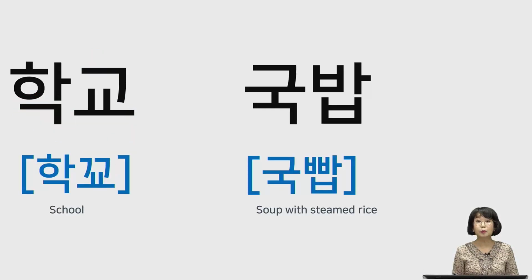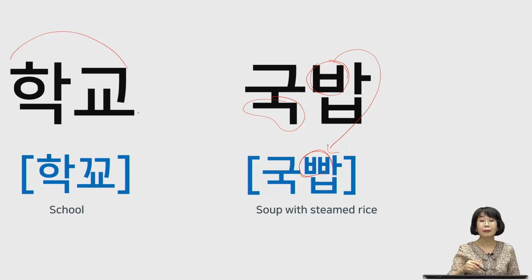국밥, 국밥. ㅂ is following the ㄱ sound. ㅂ changes to ㅃ sound. From plain to the tense sound. 국밥. 학교. 국밥.